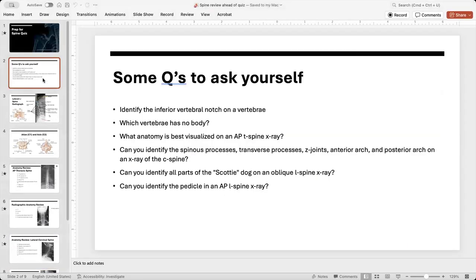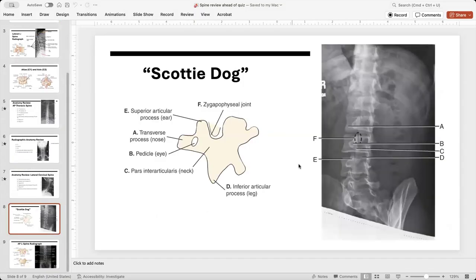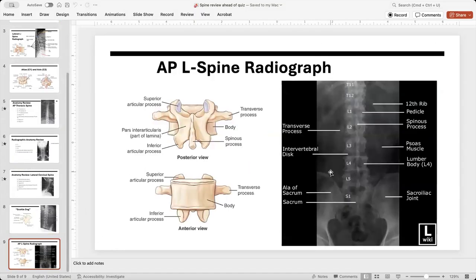And finally, let's see here. Can we identify the pedicle in an AP L spine x-ray? So we saw it as the eye of the Scotty dog here. You can see it on an AP too, though. It is labeled in here. So sometimes, and we saw it on the C-spine too, I'll bring that up in a second, sometimes you can see it as kind of a darker, round spot on AP x-rays. It's all superimposed, like this, but the pedicle is there and it would be in this general area. Remember, it's connecting things.